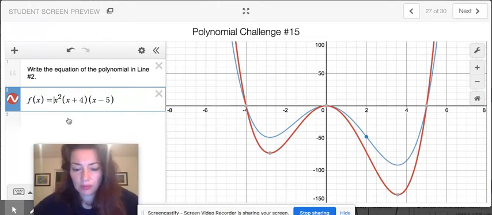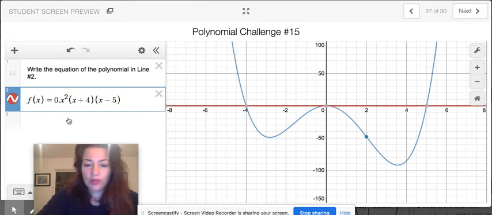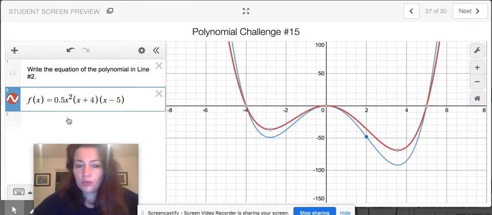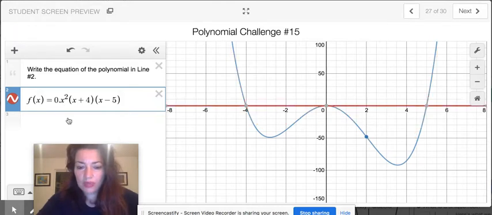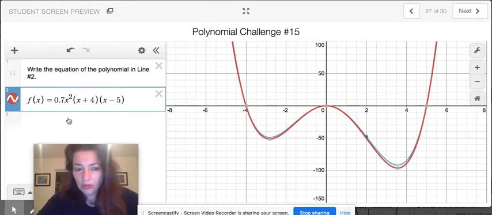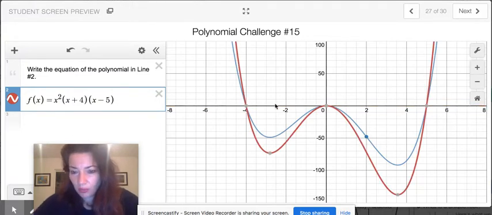Let's say I put the number 0.5. So that looks like it's just a little bit too wide. How about 0.7? Almost. 0.6? Not quite. Maybe 0.75? No. So we could guess and check, or we can just go ahead and choose any point on this graph. So it looks like there's a point here, 2, -48.